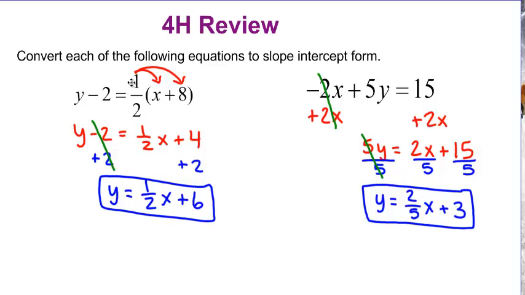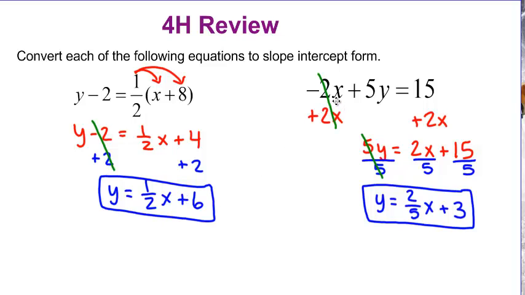In the first equation, we have to distribute 1/2 to both pieces in parentheses. So 1/2 times x gives us 1/2 x, and 1/2 times 8 makes 4, because half of 8 is 4. So we have the equation y minus 2 equals 1/2 x plus 4. Now we add 2 to both sides to get our slope-intercept equation of y equals 1/2 x plus 6.